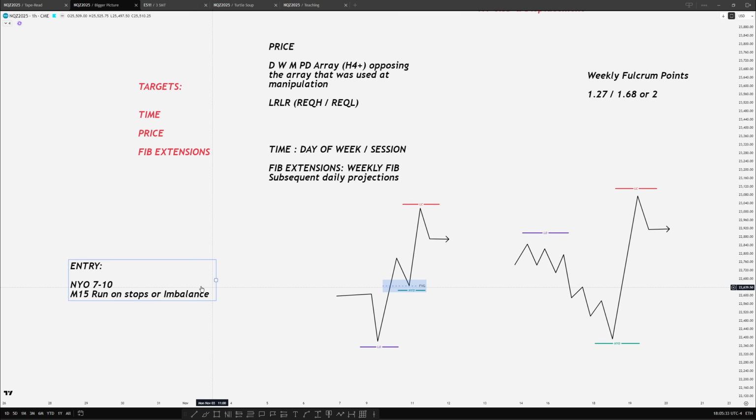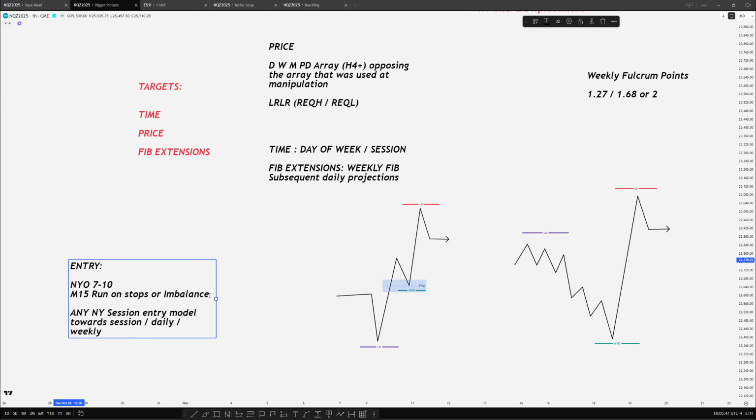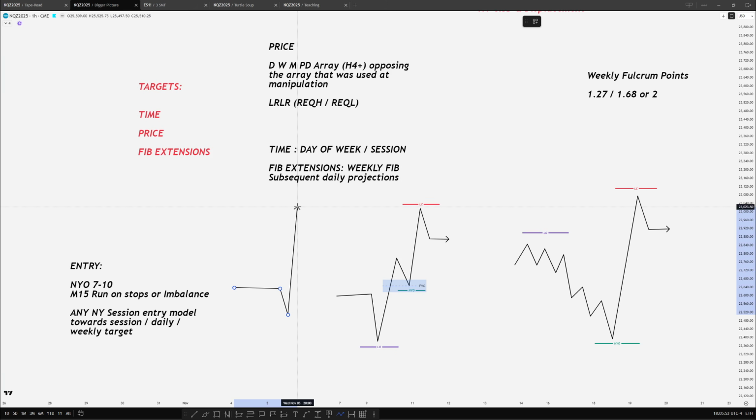All right, so I'm not going to get too deep into the entry models. This is kind of just up to you. This can be any New York session entry model towards the weekly, the daily target, right? So I'm not talking about trades like, obviously, if this is the session, think this is 9:30 and this is 11 o'clock. I'm not talking about use your entry model to here.